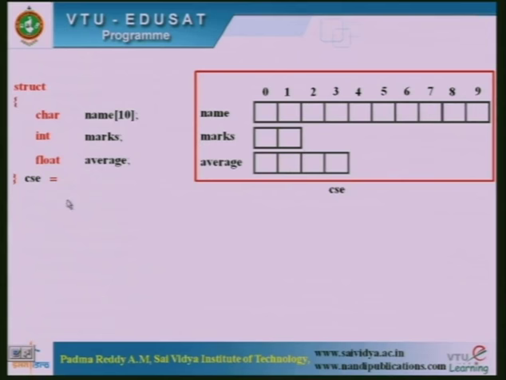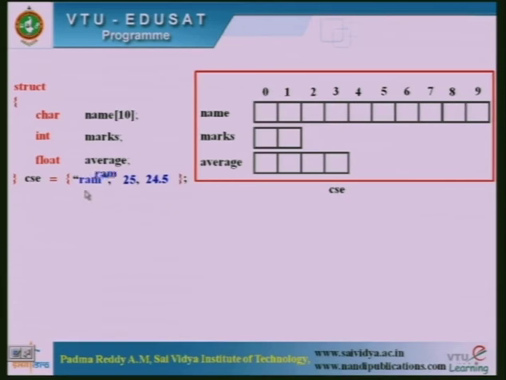How to initialize? Look at this. I write CSC is equal to, and if I end with a semicolon, it is not initialized. The members of a structure are not initialized. But if I write CSC is equal to, within braces, I write "RAM", 25 and 24.5. How many data items are there? 3 data items are there. All those data items I enclose within braces and end with a semicolon.